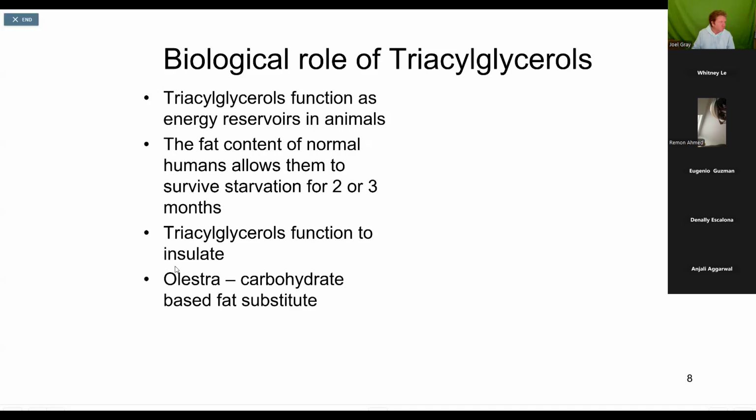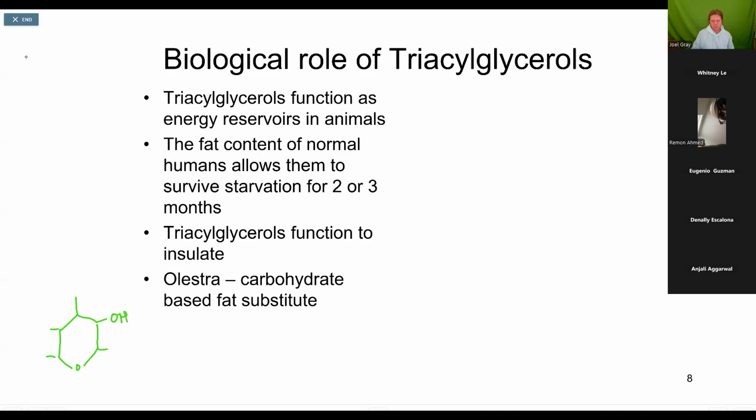Now, Olestra structurally is kind of interesting. It was basically a six-membered ring. And you know how on your sugars, what do we have at basically each one of our carbons on a sugar? A nice little OH group.